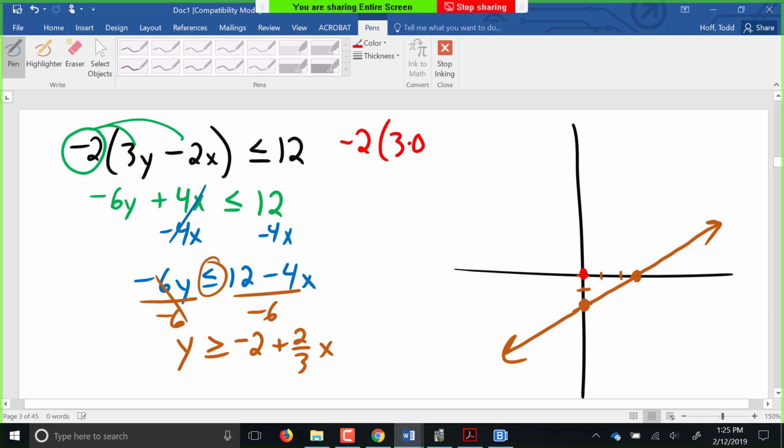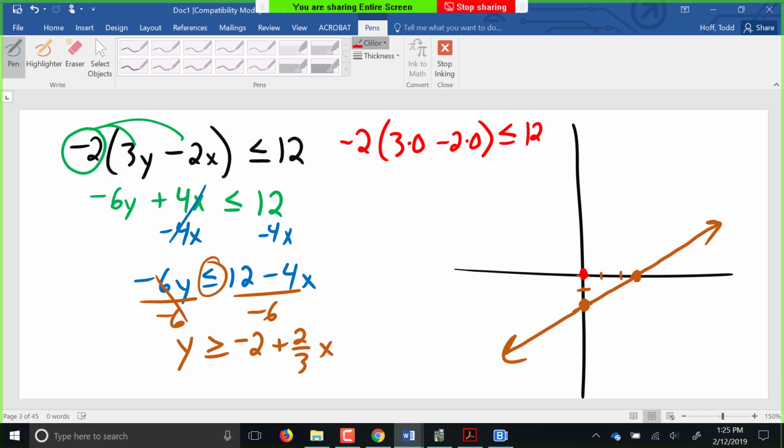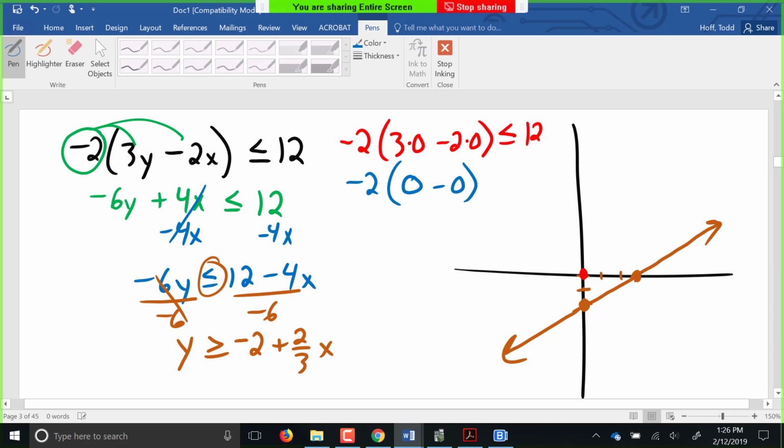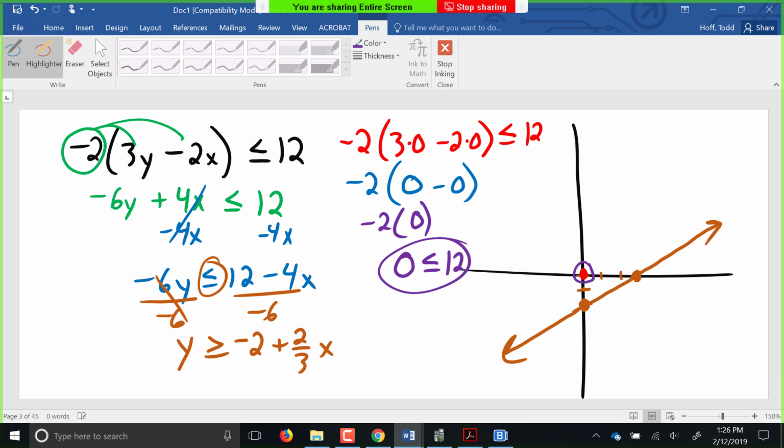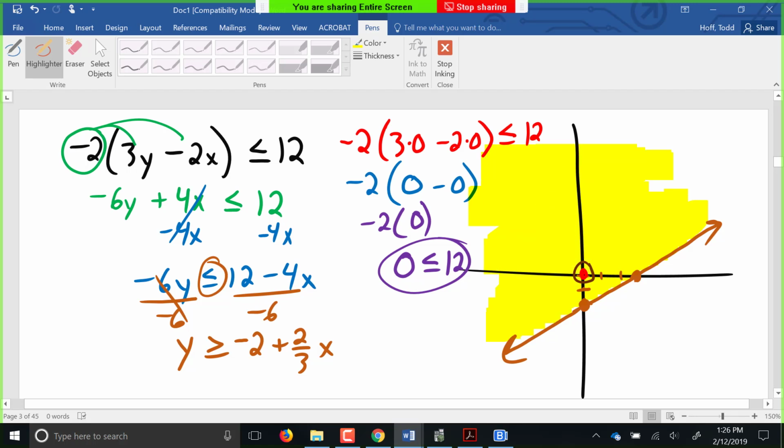Negative 2 times 3 times 0 minus 2 times 0 less than or equal to 12. Well, 3 times 0 is 0, and 2 times 0 is 0. 0 minus 0 is 0. Negative 2 times 0 is 0. Is 0 less than or equal to 12? Yes, so that point is true, so we shade that side of the line. It's less than or equal to.